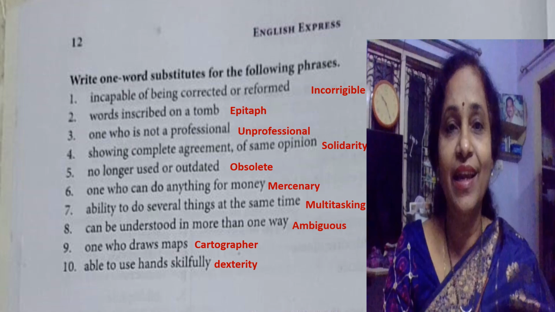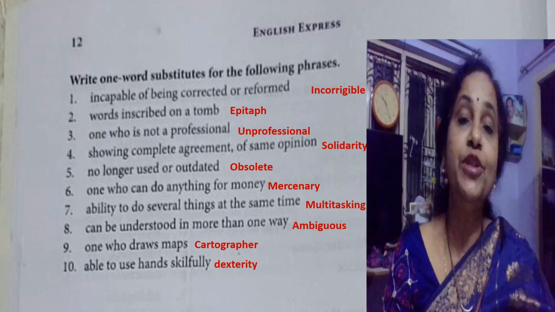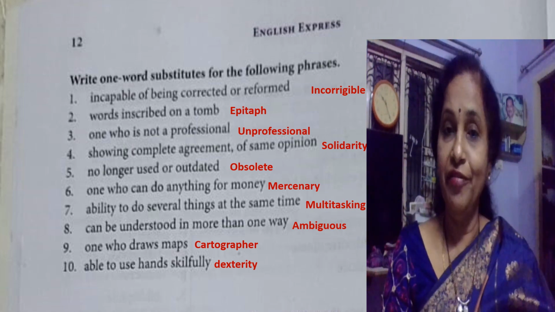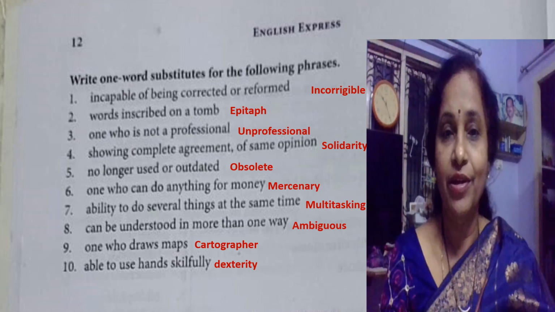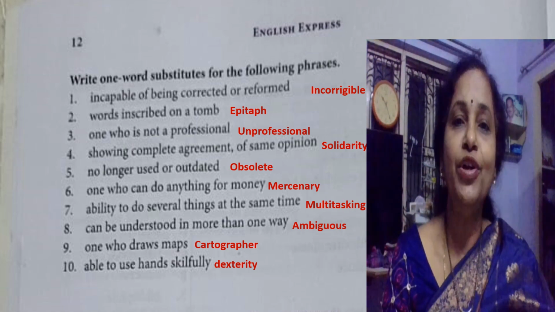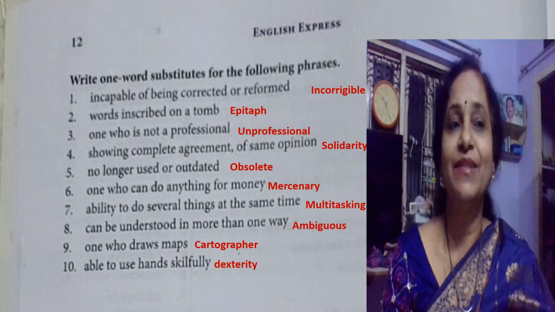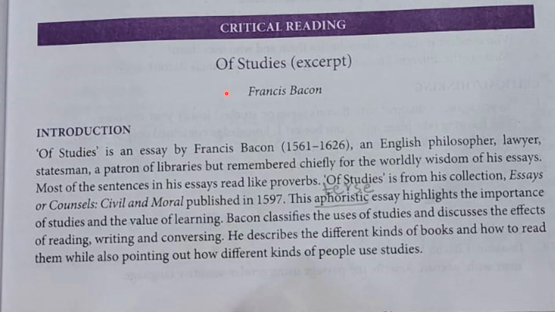So, did you understand how to substitute one words for the given phrases? So, this gives a kind of precision to what you are trying to tell. Next, we'll move on to the next exercise. And the next exercise is critical reading.